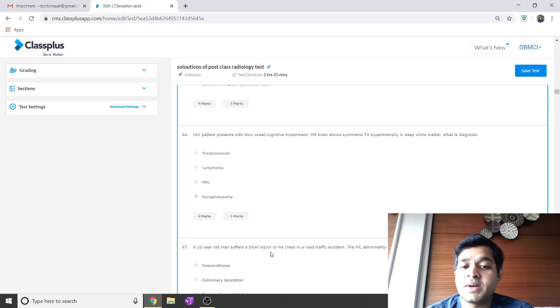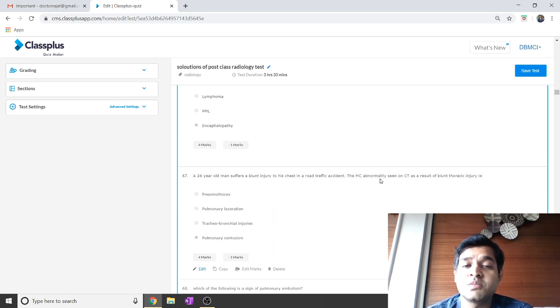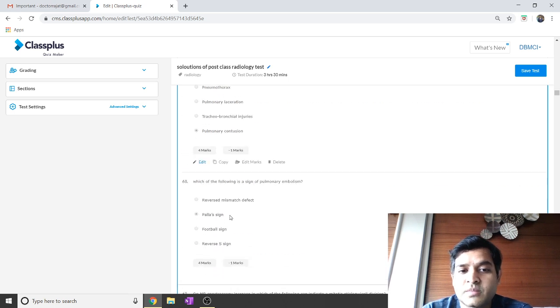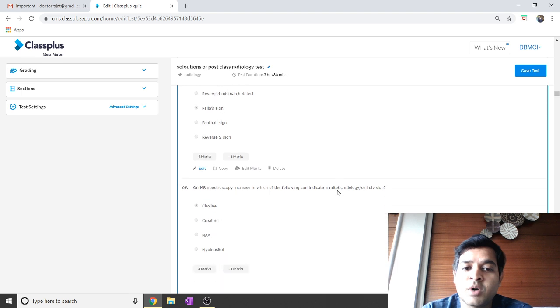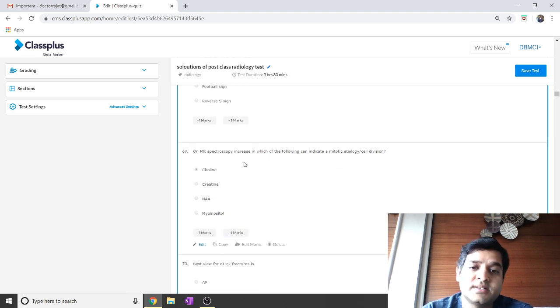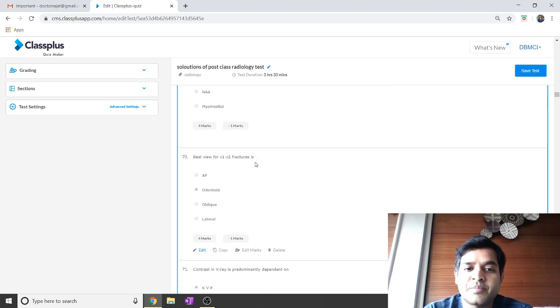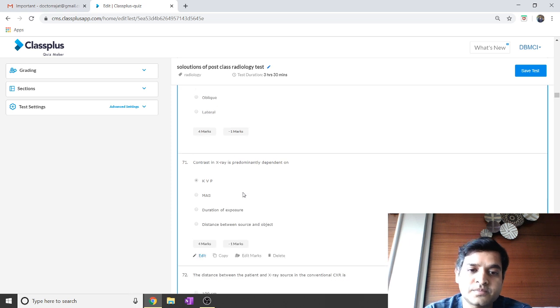A 26-year-old man suffers a blunt injury to the chest. The most common abnormality on the CT is pulmonary contusion. Palla's sign is a sign of pulmonary embolism. Choline represents mitotic etiology on spectroscopy. Odontoid view is best for C1, C2 fracture.